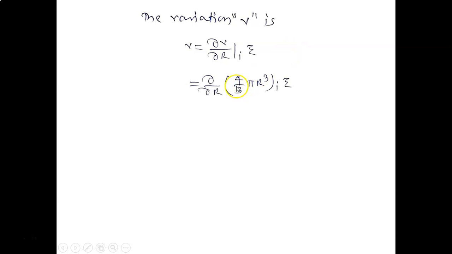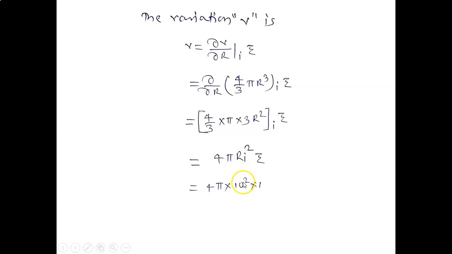Therefore, small v is equal to ∂/∂R of, substituting the value of V here, 4/3 π r cube at the point Ri into small r. Therefore, 4/3 π into the differentiation of r cube. Differentiation of r cube is 3r square at the point Ri into small r, so the 3 and 3 get cancelled. Therefore, 4π Ri square into small r. Therefore, 4π into 10 square, substituting the value of Ri, into small r, that is 1. Therefore, small v we are getting as 1256.